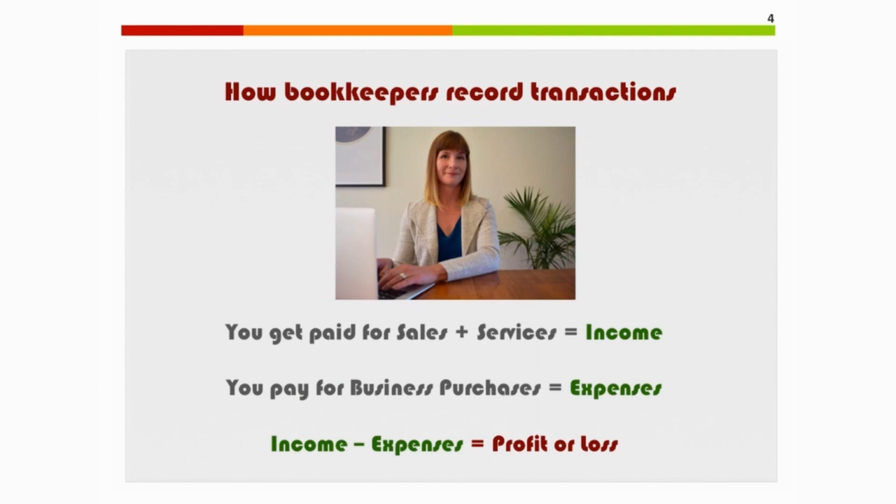So when you get paid for sales or services that you provide, you make business income, also known as revenue. When you pay for any purchases for your business, those are business expenses. Your business income minus your business expenses is how much net profit or net loss that you make. In any accounting software, data entry happens when a business transaction occurs.